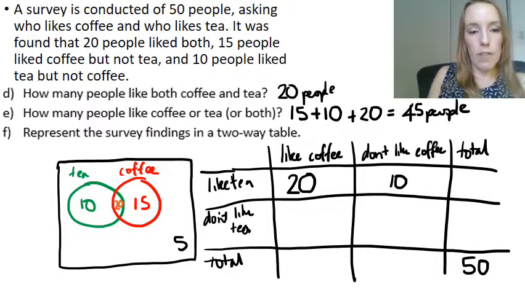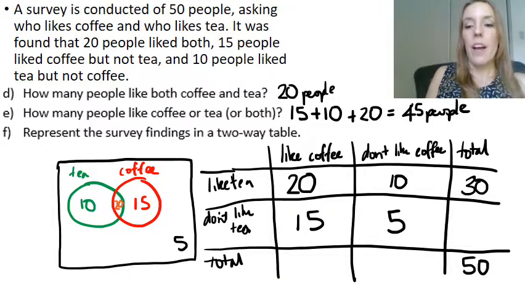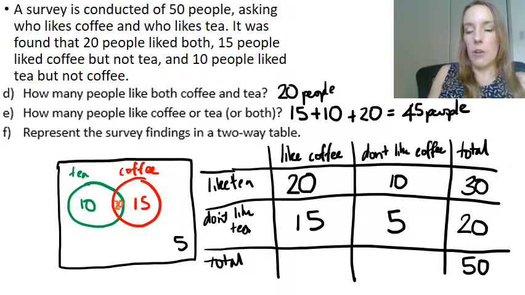People who like coffee but don't like tea was 15, and people who don't like either was 5. So then we can draw in our totals. Start with this one here: 20 plus 10 were our total people who like tea, so 30 people total like tea. This one below it is the total who don't like tea. So 15 plus 5 is 20. If we add those together, we do get 50, which is good.